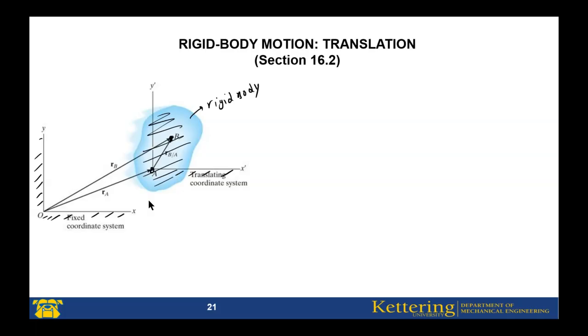Fine. Now, this A and B are two particles inside of the rigid body. The rigid body has several particles. Then, we can relate the RA and RB using this triangle. Or we will use a relative position vector, RB with respect to A, and RB will equal RA plus RB with respect to A.